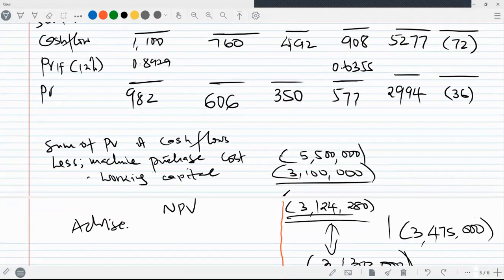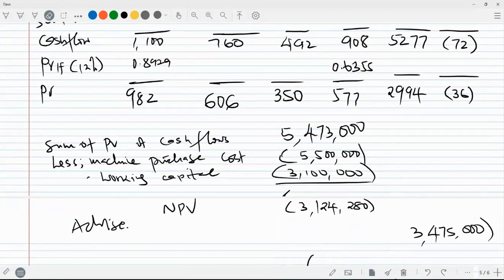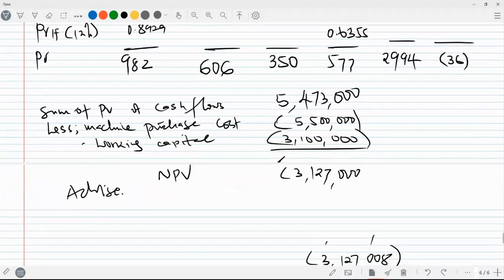Some of the cash flows, year 1 to year 7. 5470, 5473. After you subtract, what do you get? 3 million 127,000, 3,127,000. Okay. Therefore, we give the notice to the company.